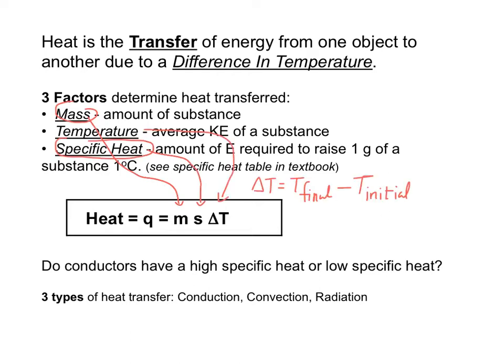Let's go back to specific heat for a second. Read the definition of specific heat, stop the video and answer this question. And the answer is conductors such as metals have low specific heats. It doesn't take much energy to raise 1 gram of a conductor 1 degree.